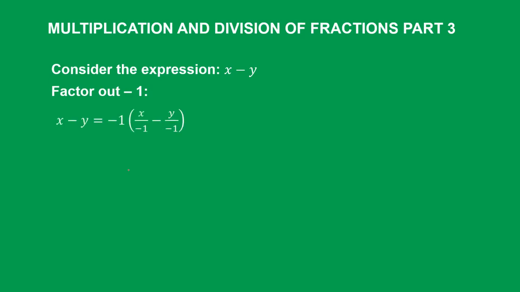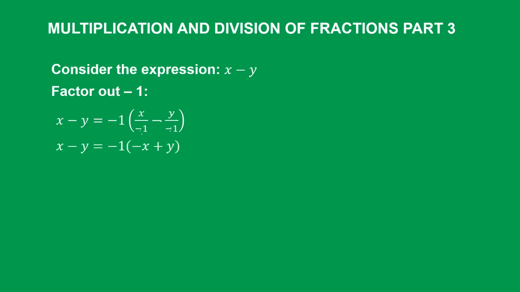Let's look at multiplication and division of fractions that involve the change of sign. Consider the expression x minus y. What happens if we factor out -1 from x minus y? If we factor out -1, we have to divide x by -1 and divide y by -1. X divided by -1, we get -x, and then -y divided by -1, we get positive y.